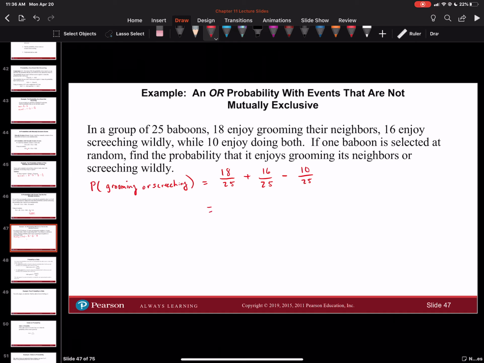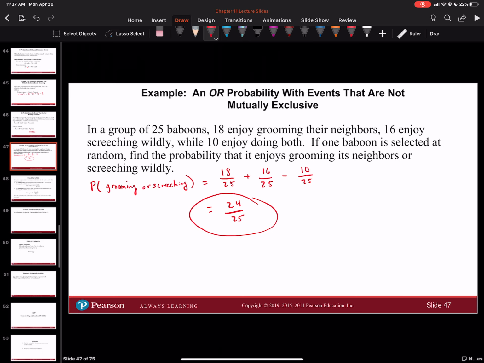Now, when we add all these up together and subtract, we get what? 24 out of 25. So basically we have 24 out of 25, or 24 of the baboons enjoy grooming their neighbors or screeching wildly. Now we have that one baboon that doesn't like doing either. So this is what they're asking for. Make sure if you have any questions about this, you send me a message as soon as possible.